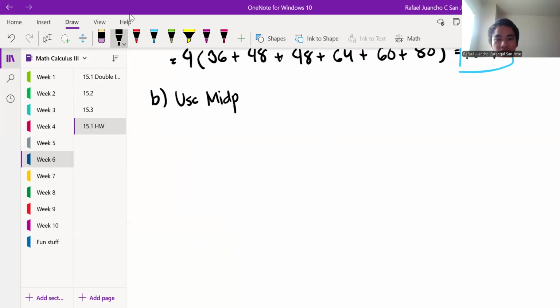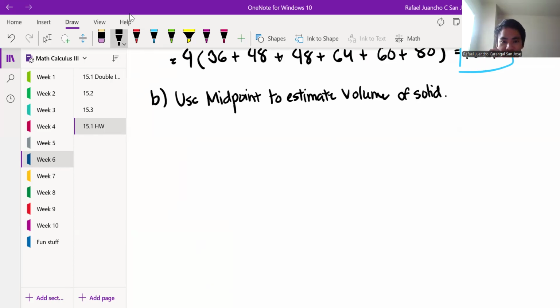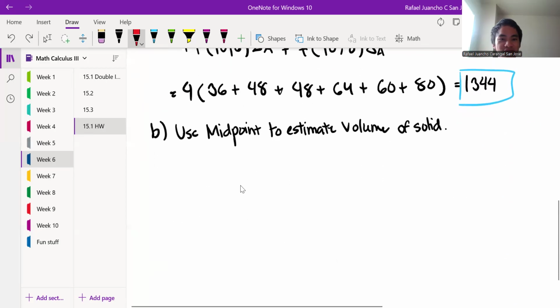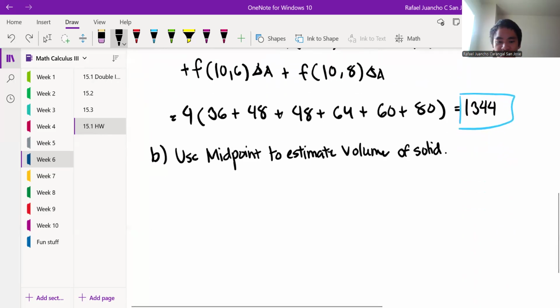So here we want to use midpoint to estimate the volume of the solid. And so what is this midpoint rule again? Well, we get the midpoint, obviously. So here, we get the midpoint of each of these things. So how does that look? We basically get this middle thing. What is that? That's 5, 5. That's annoying. And we get the middle of everything, basically. So 5, 5, 7, 7, stuff like that. And then we multiply it to its area, or the change in area, which I'm assuming is the same thing.